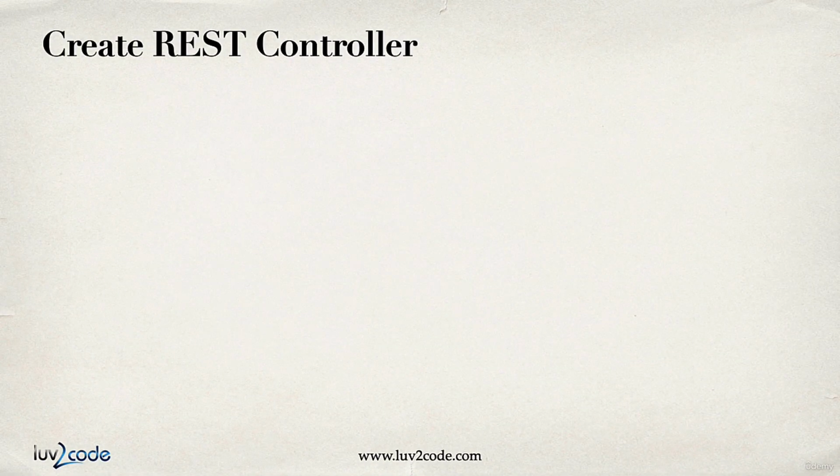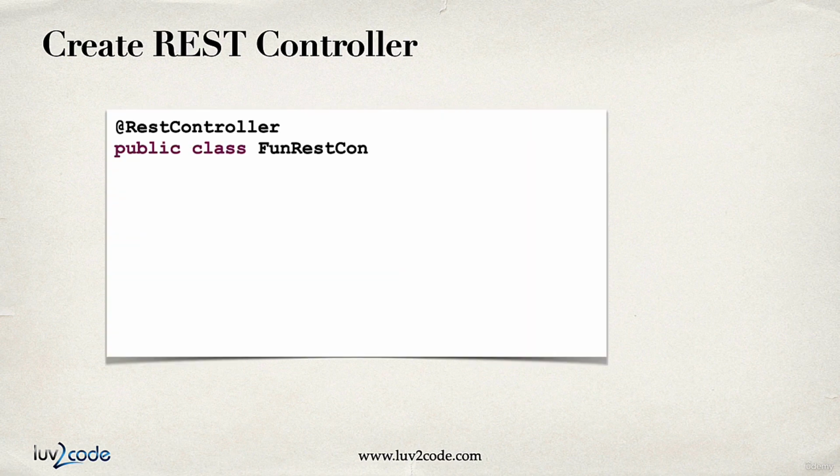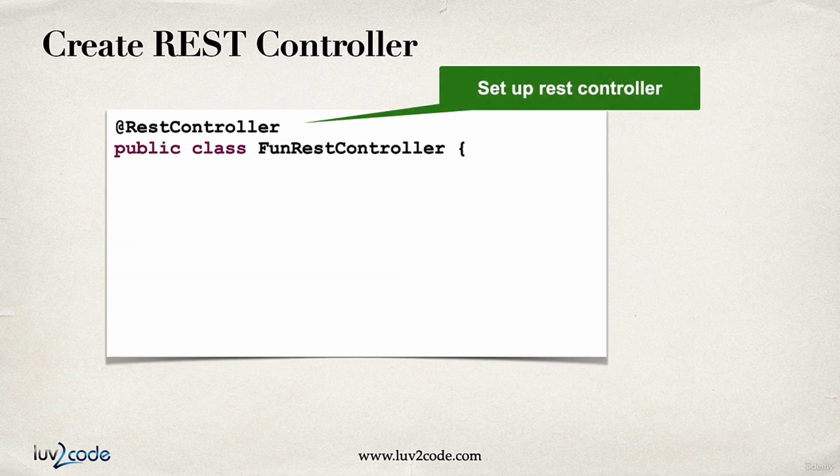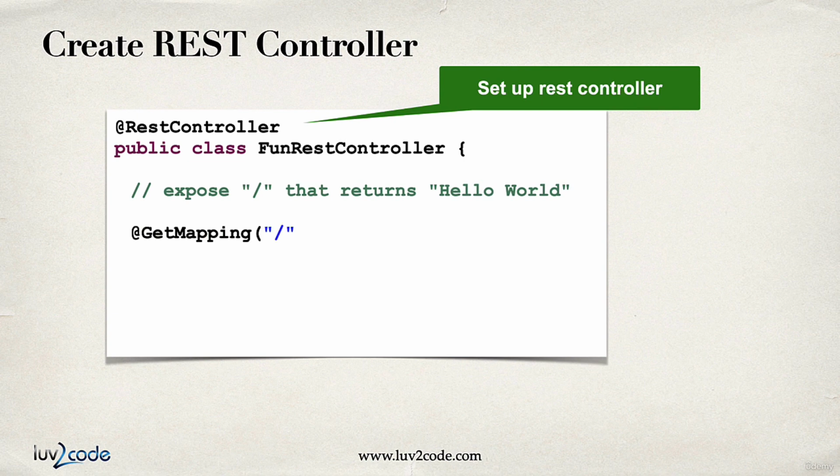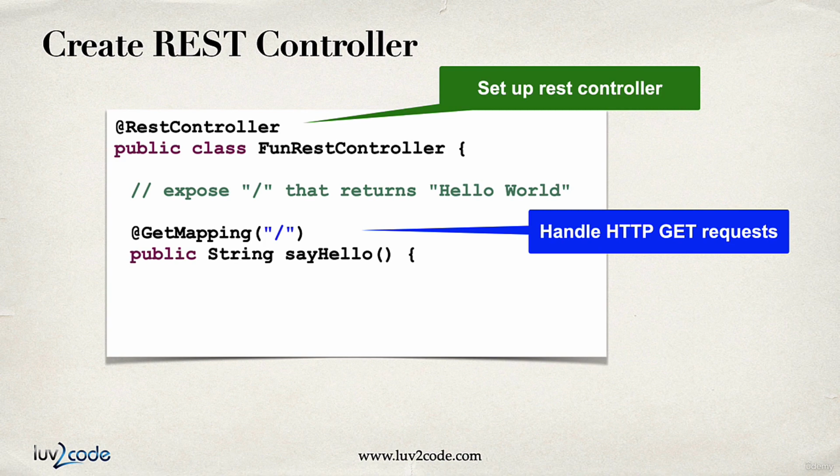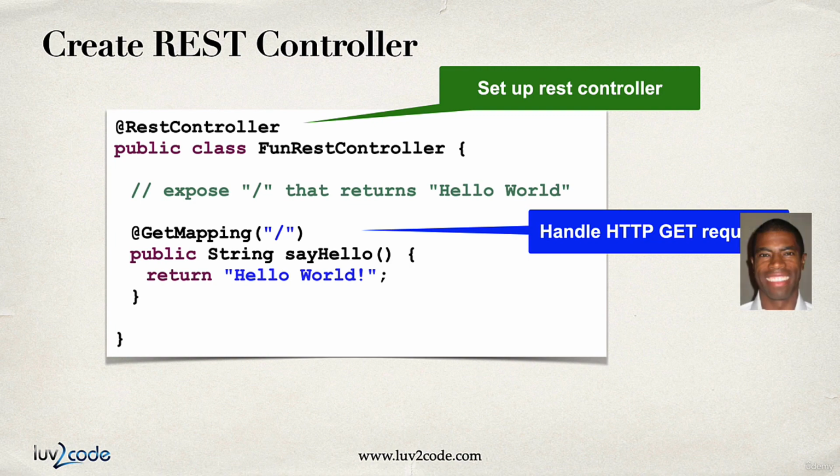Creating a REST controller is really easy. If we wanted to create a REST controller, we simply say @RestController and call it FunRestController. And then here we're going to expose the / that'll simply return hello world. So I'll simply set up a get mapping. I'll have this method called sayHello that returns a string, and the string that it returns is hello world. But that's it. This is really just a very basic hello world controller, and this will actually run in our Spring Boot application. All right, so let's start writing this code.